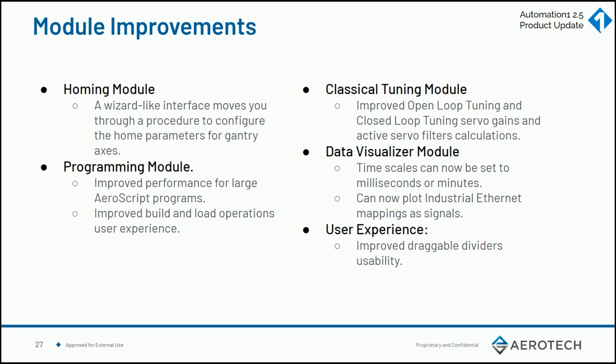In the data visualizer module, the time scales can be set to milliseconds or minutes now. So a little bit more flexibility there on your time axis. And you can now plot industrial Ethernet mappings as signals. So not only can you use these as conditions in a machine app, but you also can plot those as signals in the data visualizer.